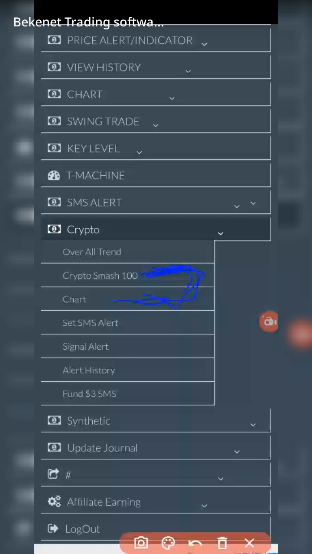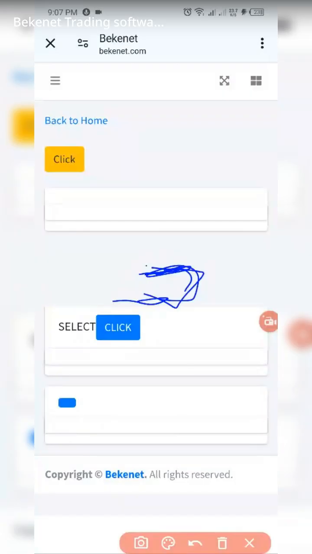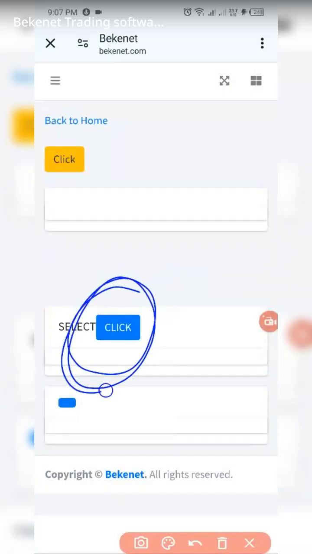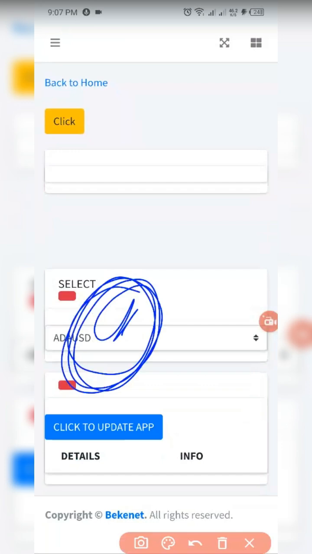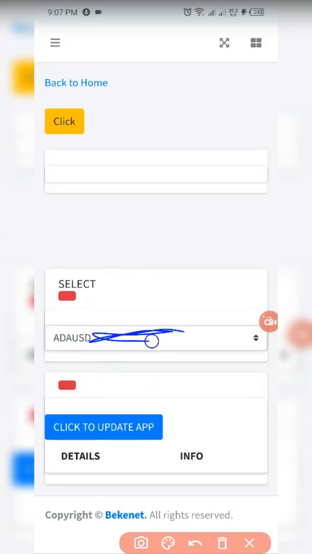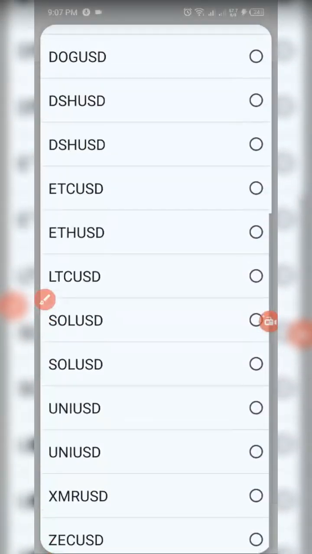Okay, so first thing first, what I need to do is click on this crypto Smash 100. It's going to load me to this page. It's very simple. It's not rocket science. Just follow me. The next thing I'm going to do is click on this what? Blue icon you're seeing. It's going to bring a drop down. As you can see, you see names of all the crypto pairs. Then you select the pair you want the software to analyze for you.